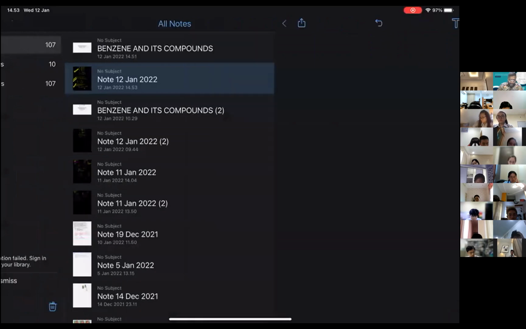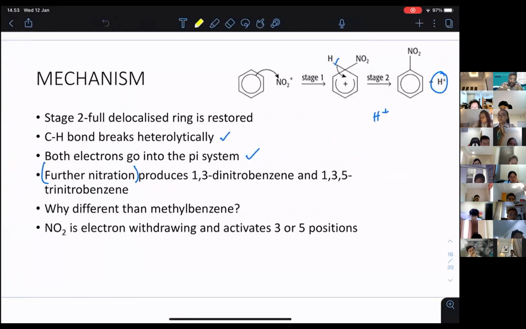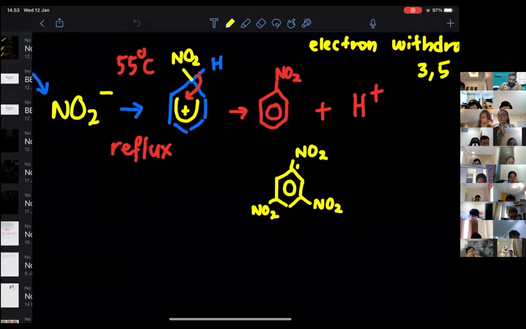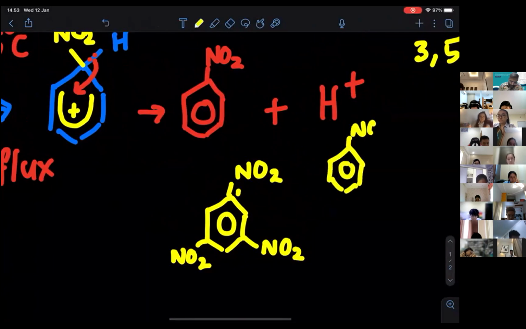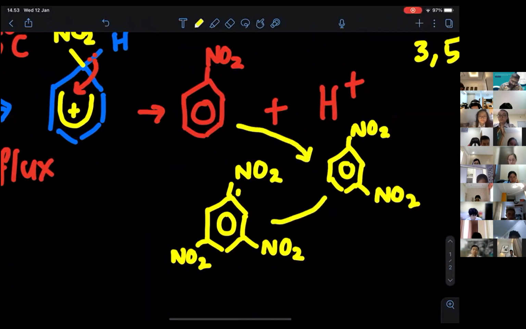So if you come back over here, they say that the further nitration can actually produce 1,3-dinitrobenzene or 1,3,5-trinitrobenzene. Let's say, for example, they can also give you this, with NO2 at 1 and 3 only. So it means you can have further nitration to this and then further to this. That is the meaning of further nitration. The reaction can continue.